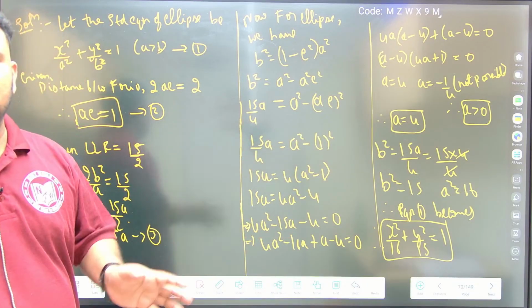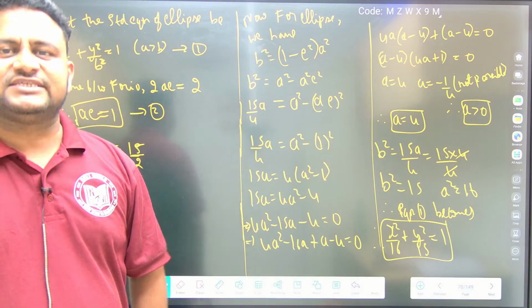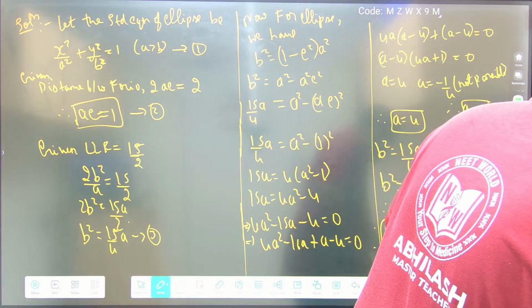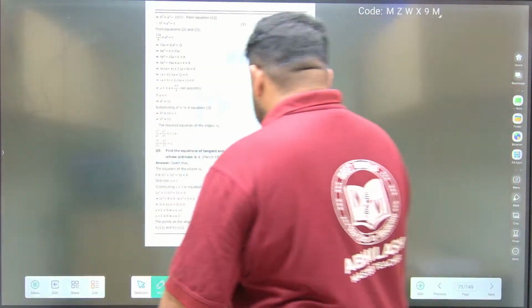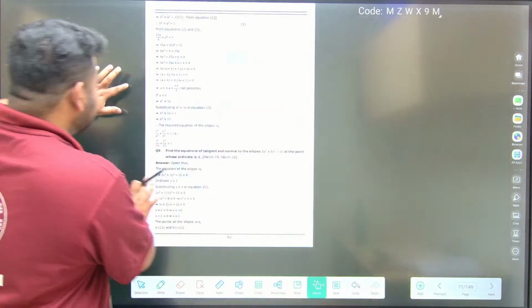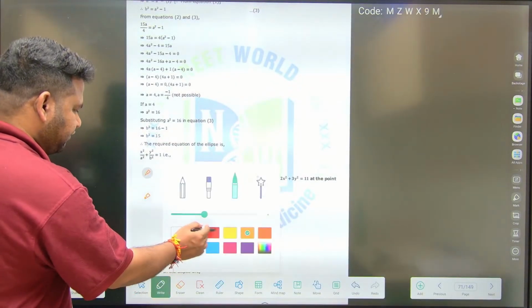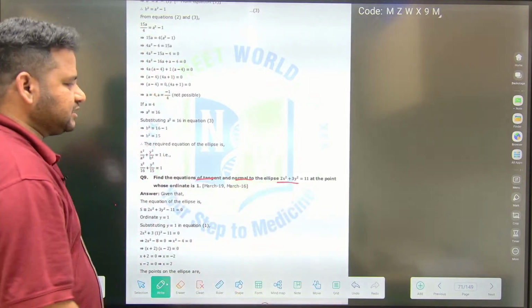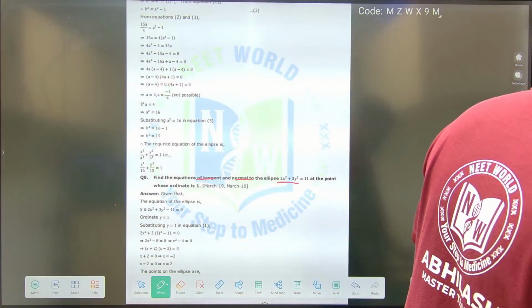Now let us solve one or two questions. One question that is there on tangents and normals, very important. Question number 9. Find the equation of tangent and normal to the ellipse 2x square plus 3y square is equal to 11, whose ordinate is 1.